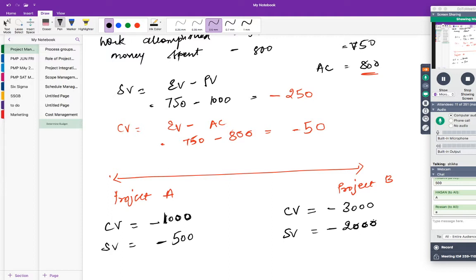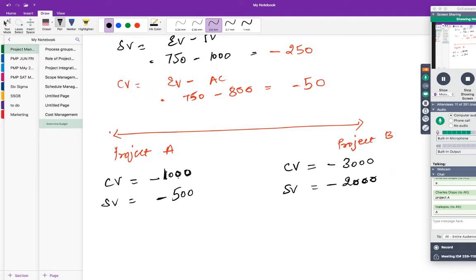Charles, what do you say? What do you think? Charles also thinks A. All right. Again, with this, you cannot determine which project is doing better. So data inadequate. Okay. Why? Let me tell you.